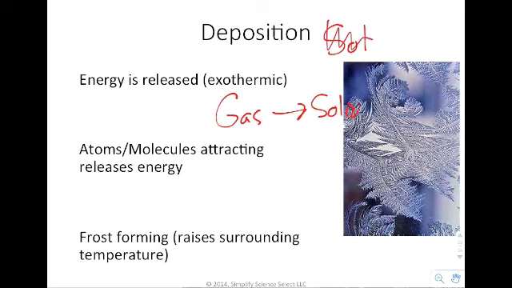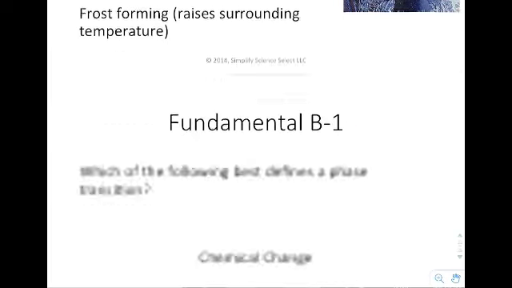Okay, and that's how you can make things like ice crystals or snowflakes. It says the atoms are attracting as they release energy. So the frost forming actually raises the surrounding temperature as you form these new attractions. So this is deposition, the process of going from a gas to a solid.